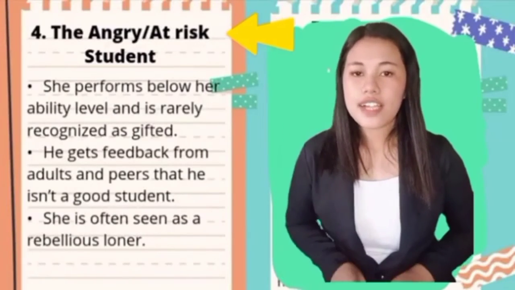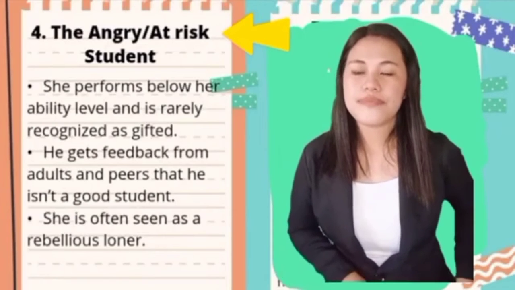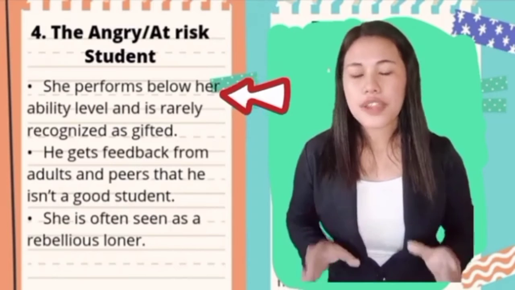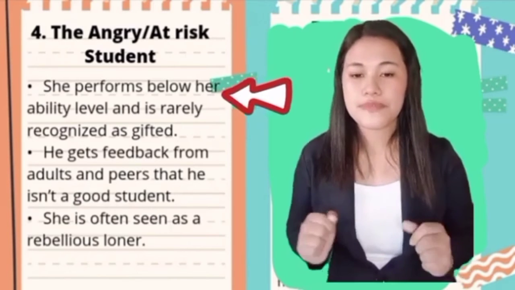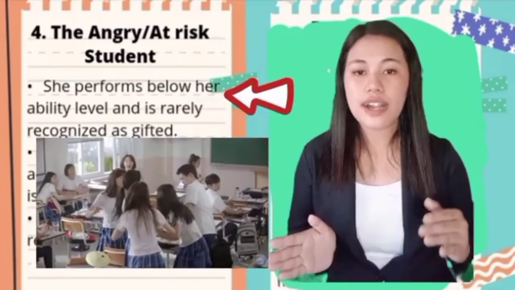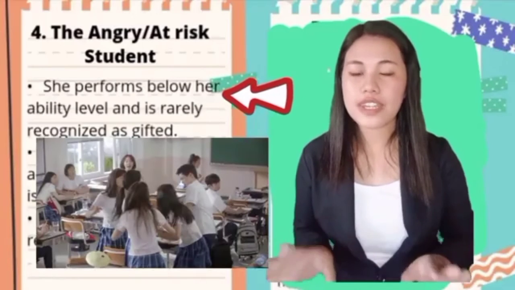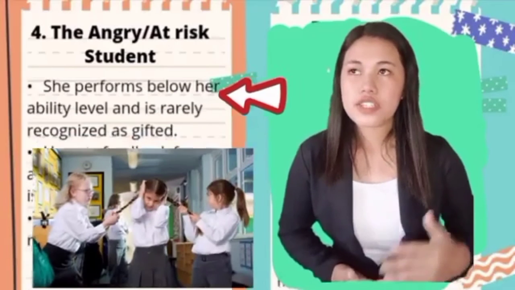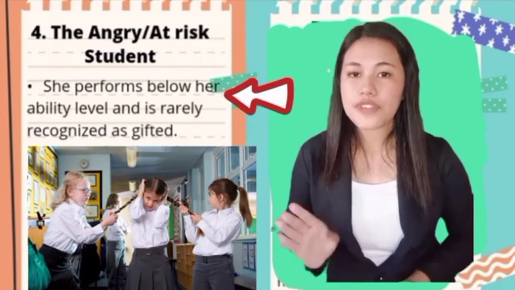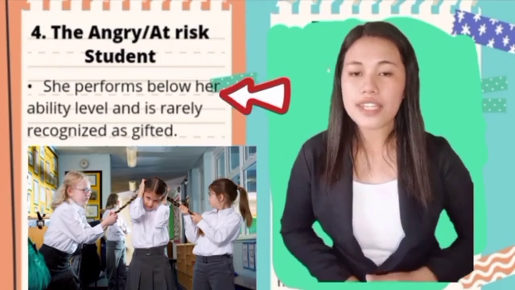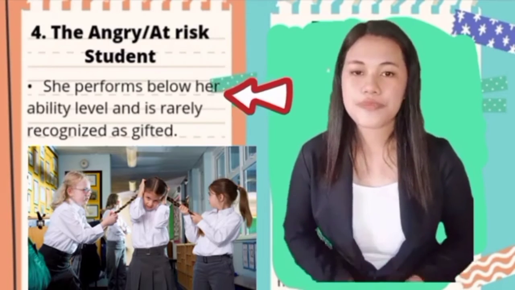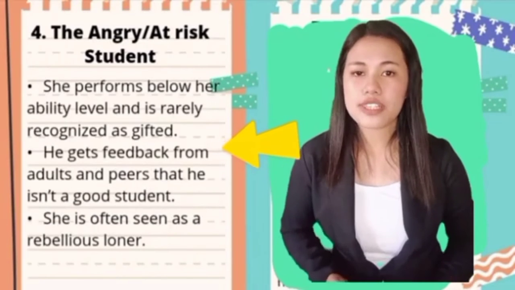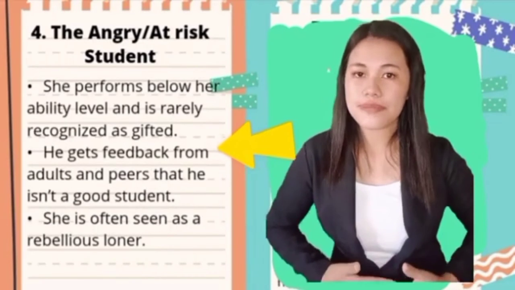4th, the angry or at-risk student. She performs below her ability level and is rarely recognized as gifted. So they perform below the ability level and are rarely recognized as gifted or talented students. So this is the rationale of his emotions and anger to explode. 2, he gets feedback from adults and peers that he isn't a good student.